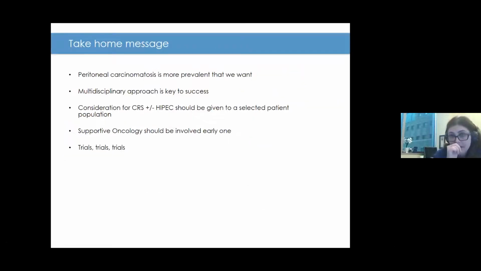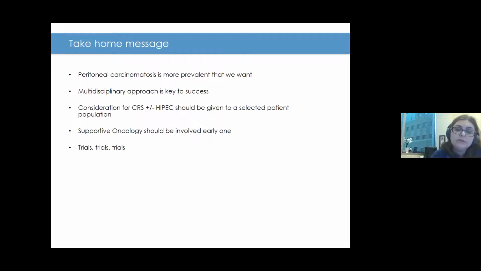And I think my take-home message is that peritoneal carcinomatosis is more prevalent than we anticipate, right? Sometimes I don't think about it, right, as the main problem, but it is clearly, I think I have proven that it's very prevalent. I think a multidisciplinary approach is the key to success. These patients should be discussed on tumor board. They should be seen by a surgeon with expertise.